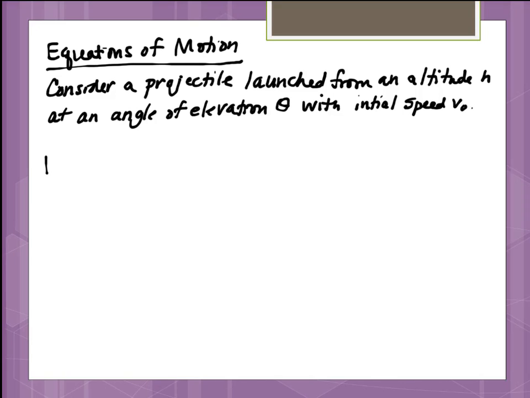We're at a height, let me make this better, of h. All right, a height of h. Our initial velocity is v sub 0, and then this is our angle of elevation right here, theta.